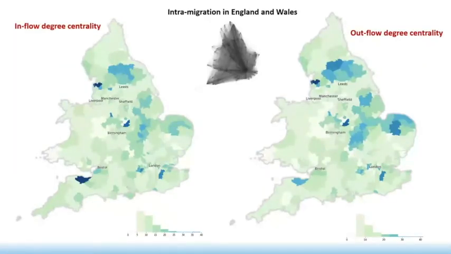One of the most used measures is the degree centrality, which counts the number of incoming or outgoing flows into a local authority. From those, we can observe that the most important places for the incoming movers are North Somerset or parts of Lancashire. On the other side, we see an increased importance for movers that leave the authorities in Norfolk or North Hampshire.